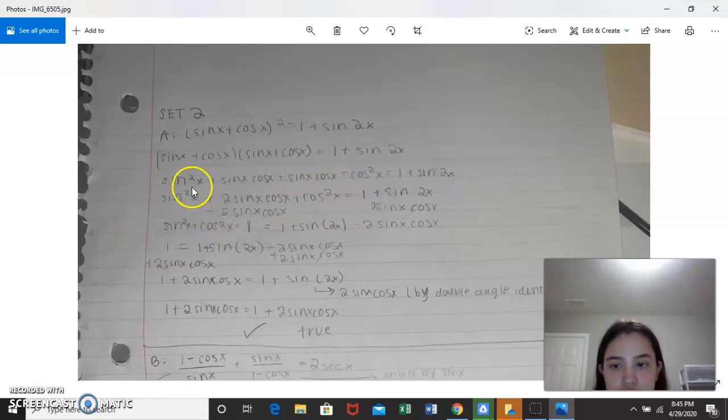Then I saw that this sine squared x and this cosine squared x added up to 1. So I said 1 is equal to this. Then I added this back to this side, and I was left with 1 plus 2 sine x cosine x equals 1 plus sine of 2x. And then the double angle identity tells us that 2 sine x cosine x is equal to the sine of 2x. So I was able to just add it like this, and I saw that these two were equal, so I said it was true.